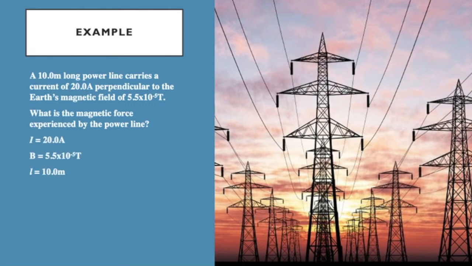First of all, remember DESRA, our data. The current is 20, the magnetic field strength or magnetic flux density is 5.5 times 10 to the minus 5, and the length of the conductor in the magnetic field is 10 meters. E, our equation, is F equals BIL. Substitute those in: F equals 5.5 times 10 to the minus 5 times 20 times 10. R, we don't need to do anything with our rearranging, so all we're then doing is getting the answer. DESRA is data, equation, substitute, rearrange, and then answer. Here we get an answer of 0.011 newtons.